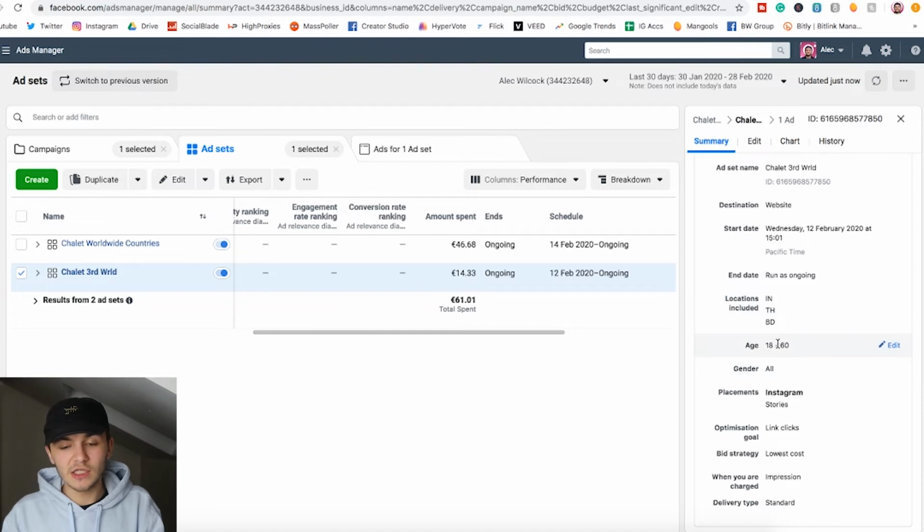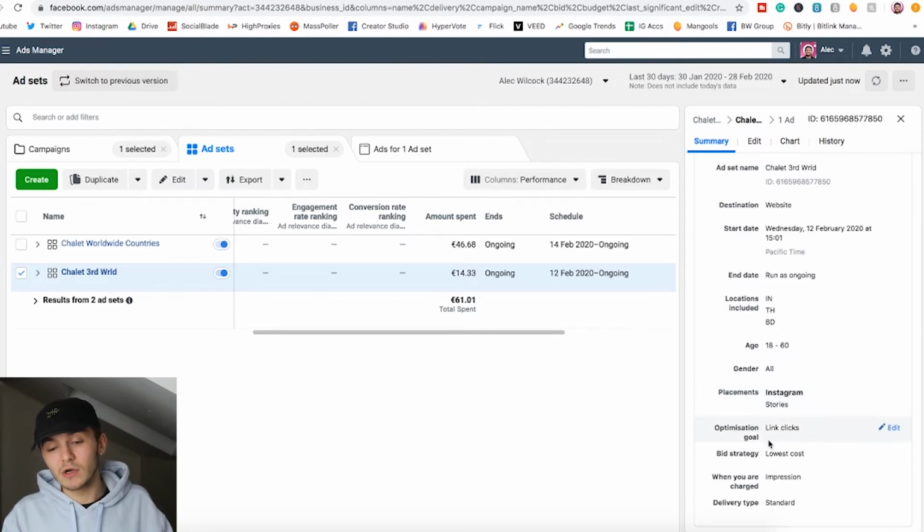Up next, the age, I just set it between 18 and 60. I think I should have lowered it down from 60 a bit, but I thought maybe an older demographic would be interested in cabins and chalets. Next up, gender, I targeted all placements, Instagram stories. Like I said, I only did Instagram stories here, so both ad sets are Instagram stories and Instagram stories only.